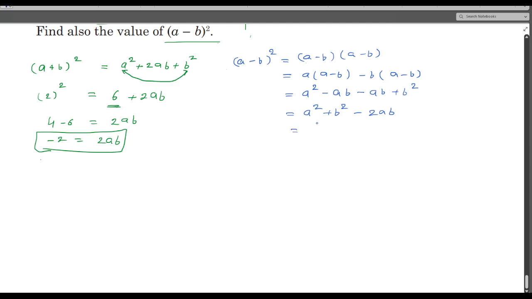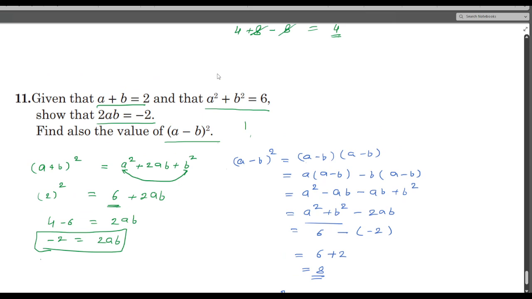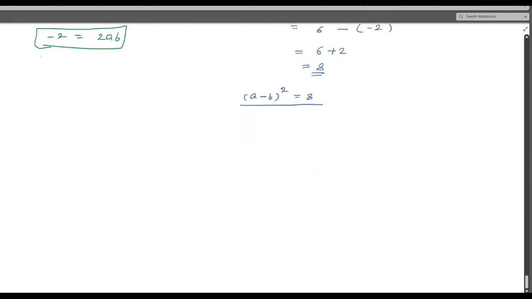A square plus b square, in the problem it is mentioned that it is 6. So we replace this with 6, minus 2ab we will replace with -2. So your result is 6 minus minus plus, 6 plus 2. 6 plus 2 is what? 8. So your a minus b the whole square is equals to 8. This is your question number 11.